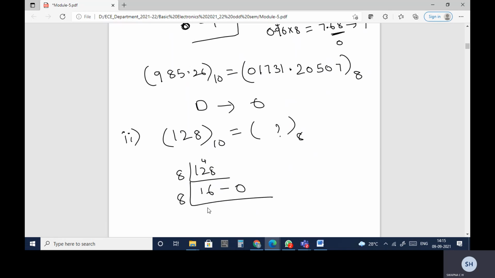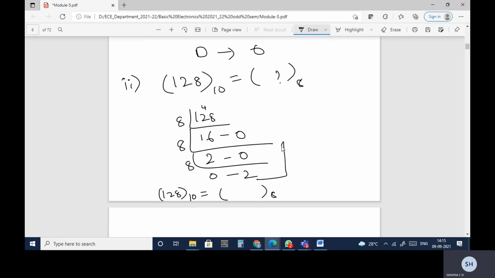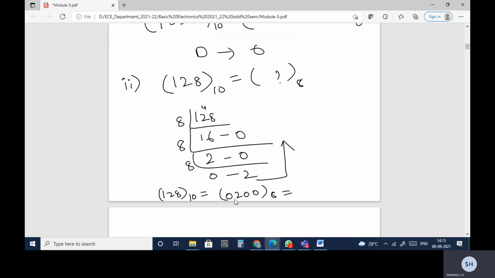Next, 8 twos are 16, so 0 is the remainder. Next, 8 zeros are 0, so 2 is the remainder. So for this 128 base 10, I need to convert it to base 8, and if you observe, it is just the integer part. So you need to take from bottom to top. So it is 200. You can write this 0 or you can leave it off. Both are the same.